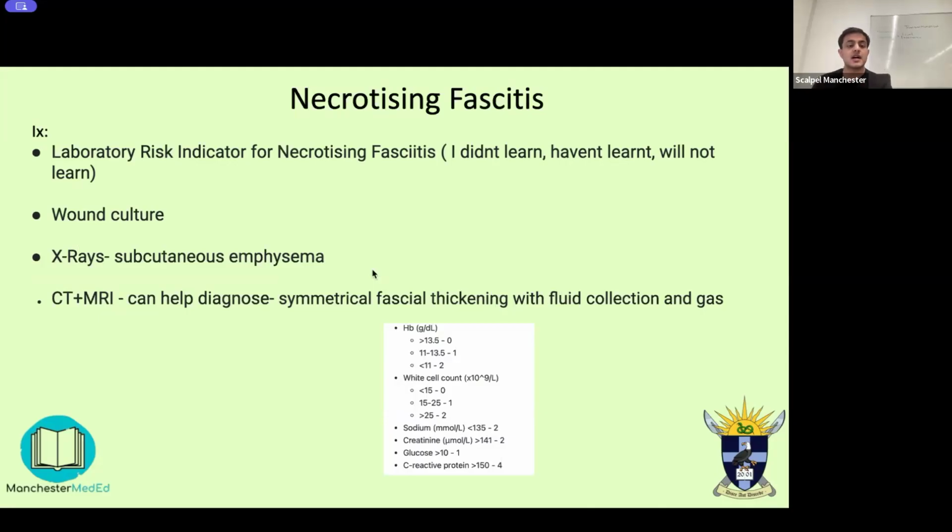So investigations. There's a criteria which I actually never knew about, but you can learn it if you want. I haven't learned it and will not learn it. But if you generally understand what's in the criteria, that can help you. Doing a wound culture is good. X-rays are where you'll see subcutaneous emphysema, and CT and MRI can help diagnose necrotizing fasciitis, because you'll have fascial thickening, so thickness of the connective tissue, and fluid collection, again from that gas being produced.